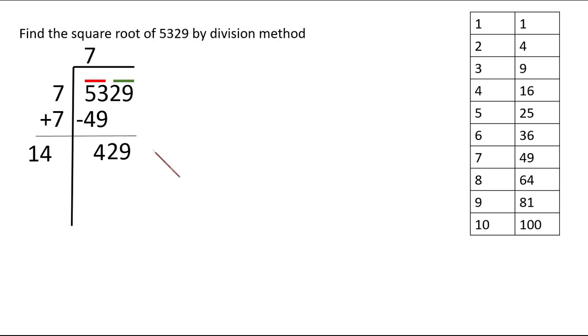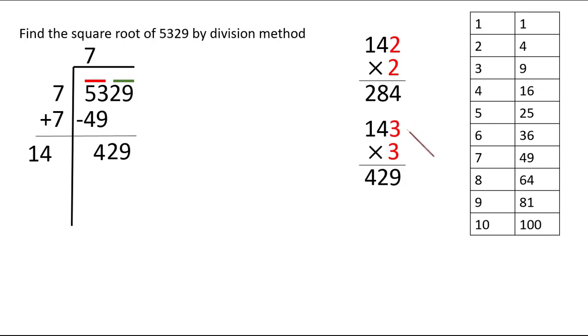Then we add a 7 to get a 14. Then we bring down the 29 and we write this 14 a little towards the left, leaving some space behind it. Now we need to search a number such a way that after we write it behind 1, 4 and that number, multiply by the same number, we should get 429 or less. So we try with 2, 142 2s is 284. Then we try it with 3 and 143 3s is 429. So we have got it.